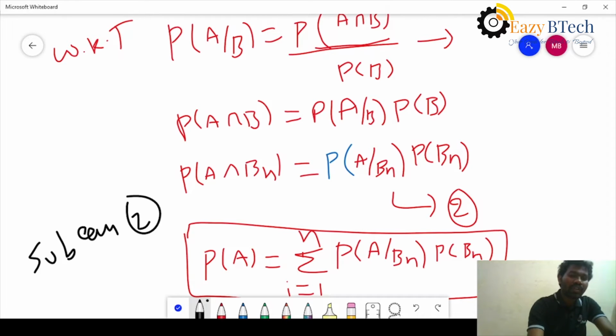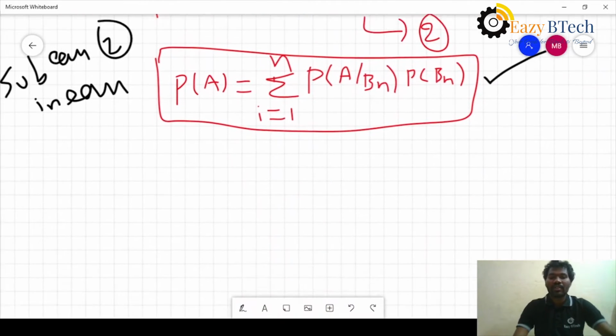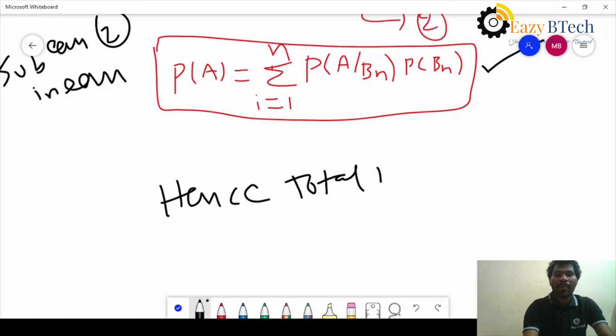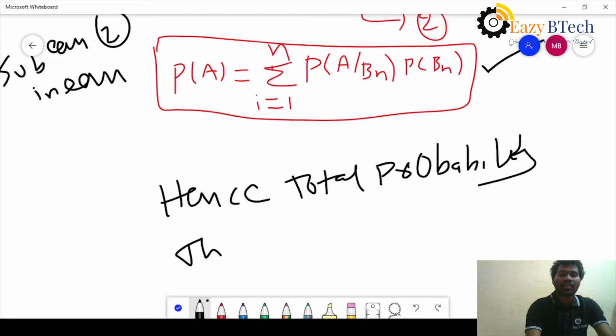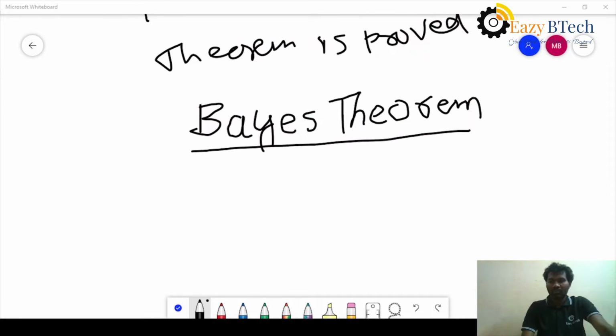Substituting equation 2 in equation 1, I will get the required expression. So hence the total probability theorem is true. Why? Because we have achieved our statement, the statement given above.